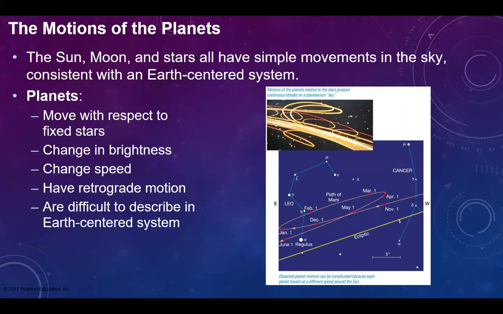But the planets were a problem because they move with respect to the fixed stars. They change in brightness. They change their speed. They sometimes go backwards. They have retrograde motion, where instead of normally traveling east, every once in a while for a short period they'll travel west. They're difficult to describe in an Earth-centered system. You can do it, but you have to do messy things.